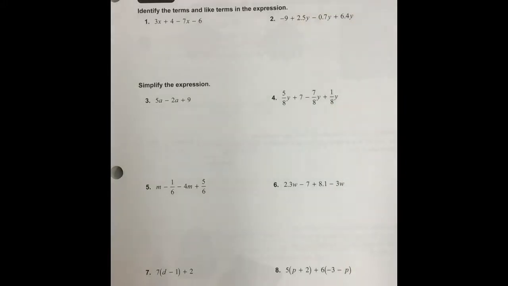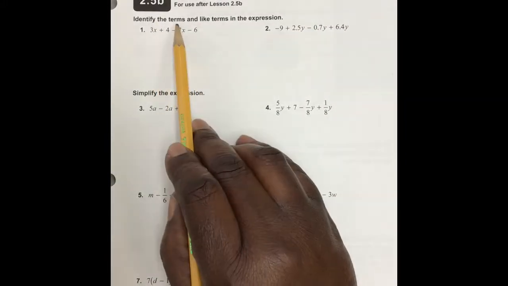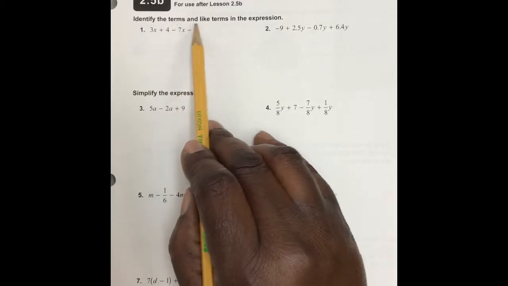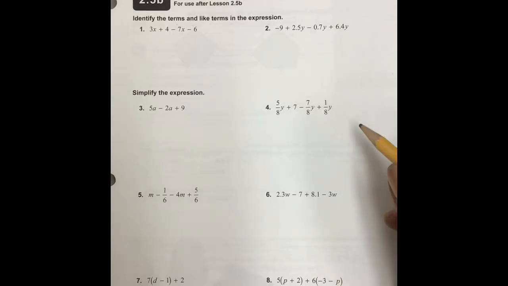P2.5b. Okay, let's begin. Today we are identifying terms and like terms in an expression. So we're going to identify the terms. In a case like this, we ask our question, who has the same last name or who has the same daddy? In our society, a child takes on the father's last name.